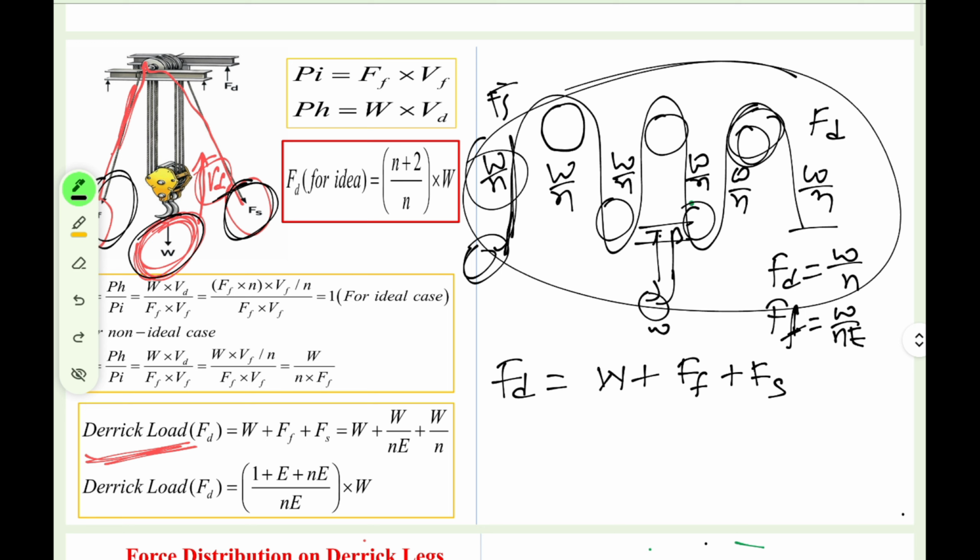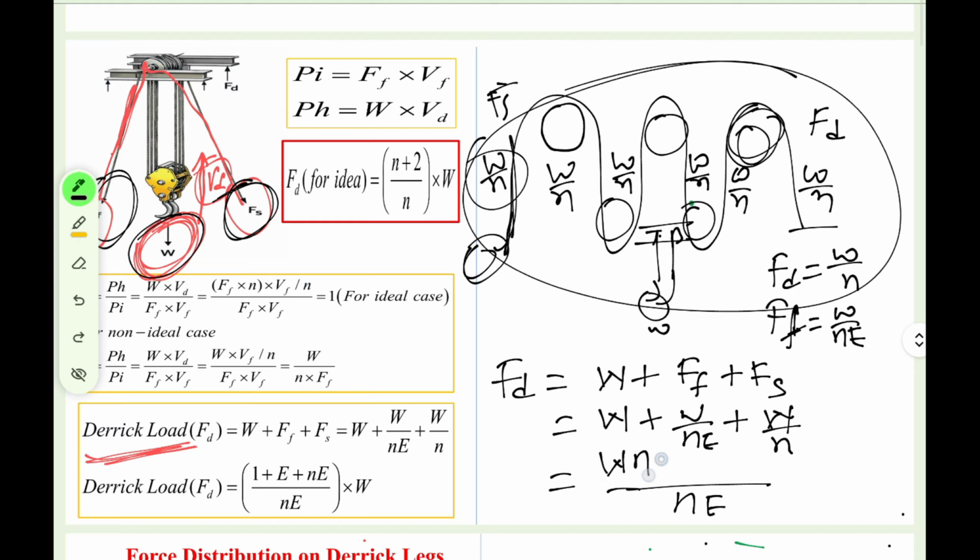So this load is experienced by the Derrick: the hook load is W, then the fast line load, as we discussed, W by NE, plus FS, which is the dead line load, that is W by N. If you solve this, if you take the LCM over here, NE, you will get WN plus W plus WE. I think I made a mistake, E will also be here.